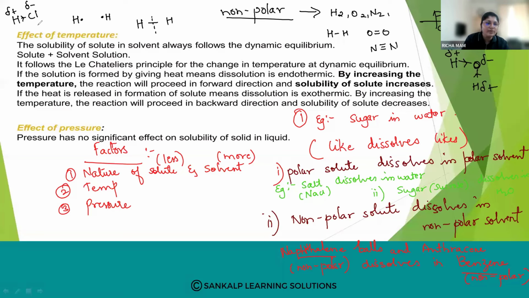So when this bond breaks, hydrogen will have a positive charge and chlorine will have a negative charge. So chlorine will take the pair of electrons, and this is electron deficient. Okay, and this is electron rich. So this is what is meant by heterolytic and homolytic cleavage.